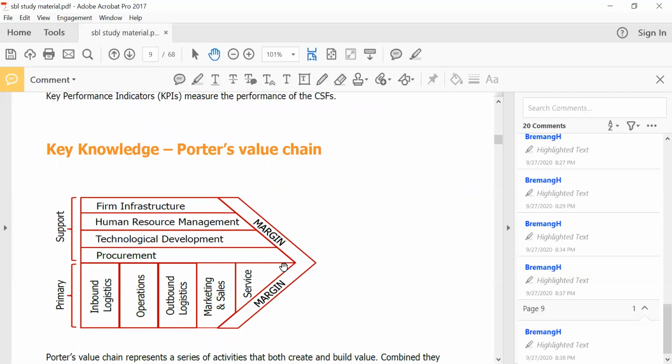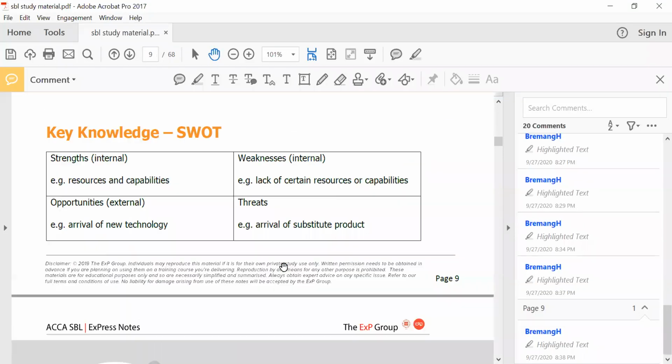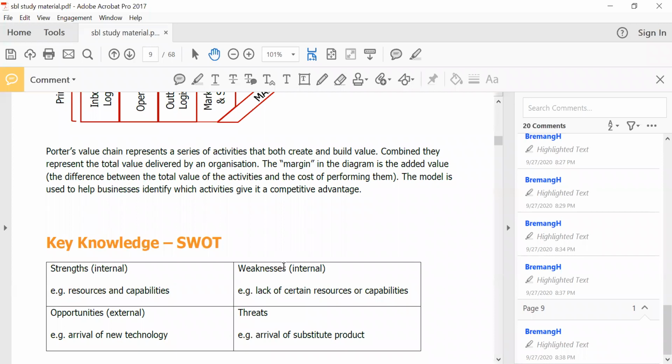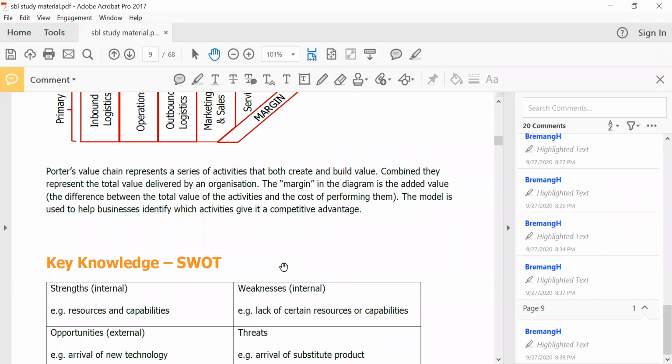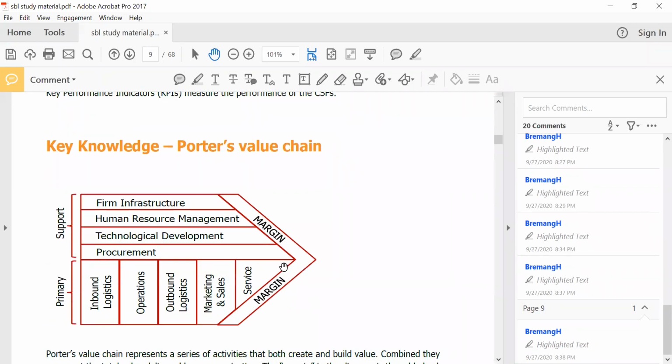Another model that we are looking at is the Porter's value chain, Michael Porter's value chain. Then we come to the last perspective, which is SWOT analysis, and that ends it for our lecture for today, right?